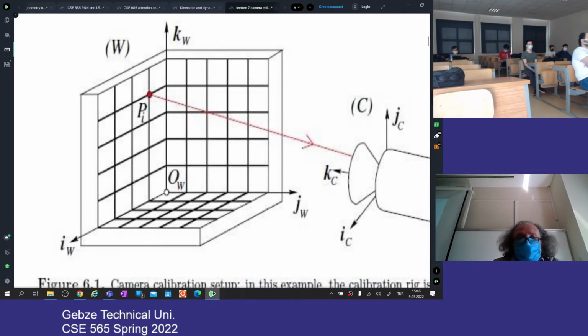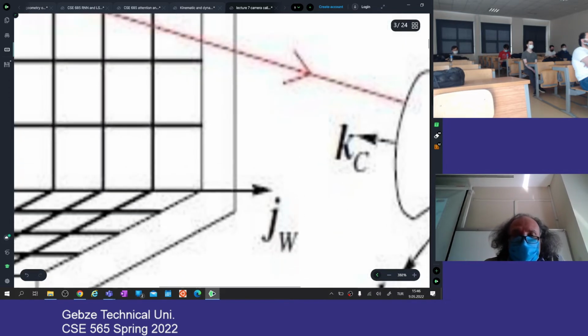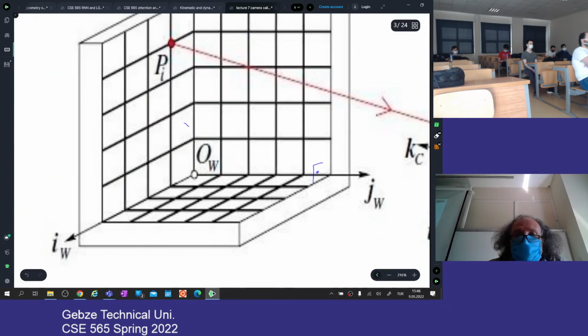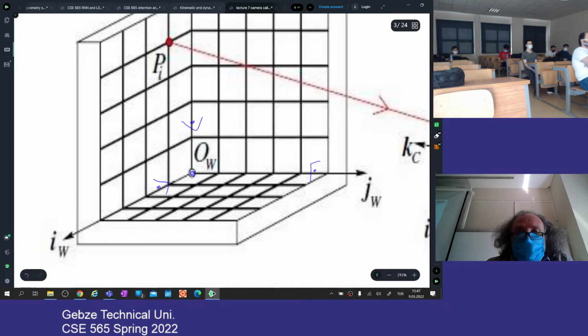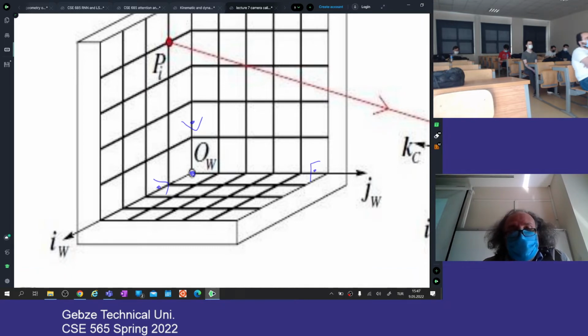So you are going to need a target like this. This target has 3 perpendicular planes. This one is orthogonal to this one, and this one is orthogonal to this one. So there is a 90 degree angle between these two planes, and there is a 90 degree angle here, and the third one is this one here. So all of them are perpendicular to each other, and I assume that this point will be my 0, 0, 0 point in the real world.